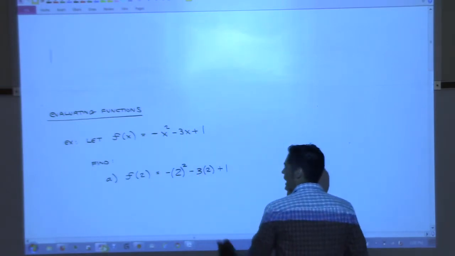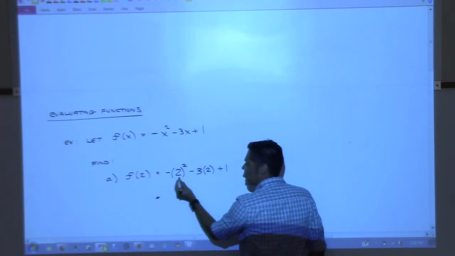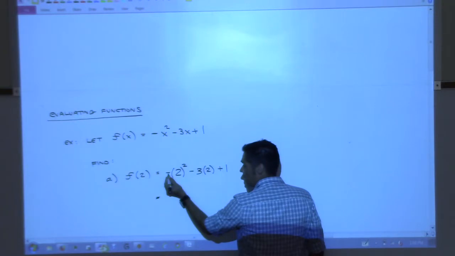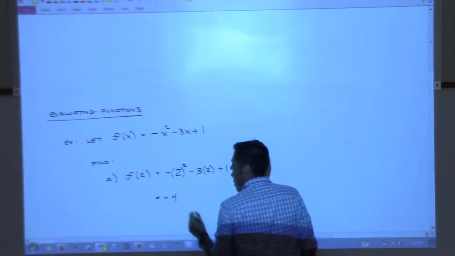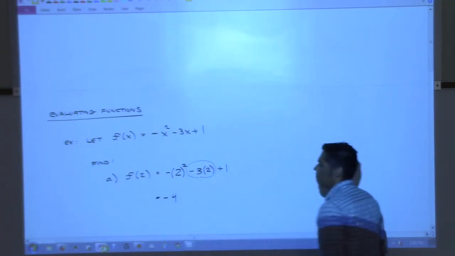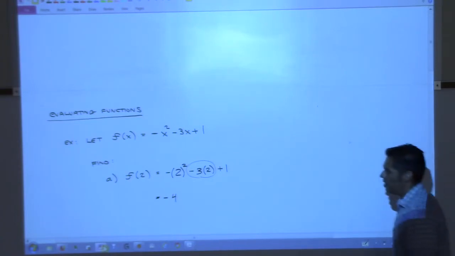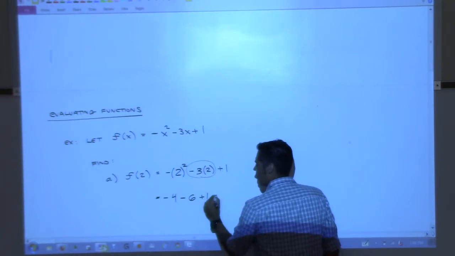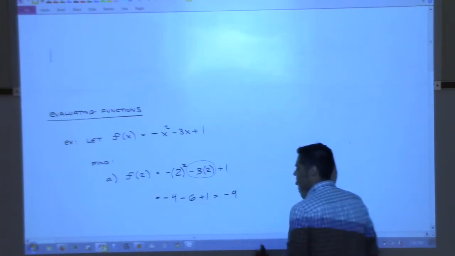All right, let's work through that. So you're going to square the 2 first, which would give you 4, right? And then the minus stays in front. And then what about this? Minus 6. And then finally plus 1. So we should get negative 9.